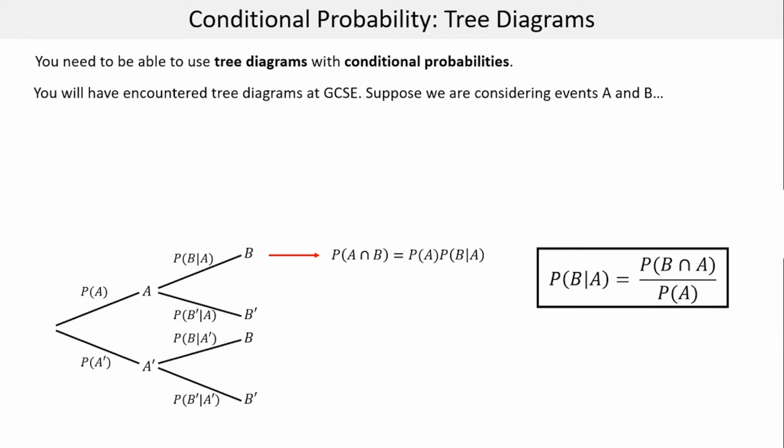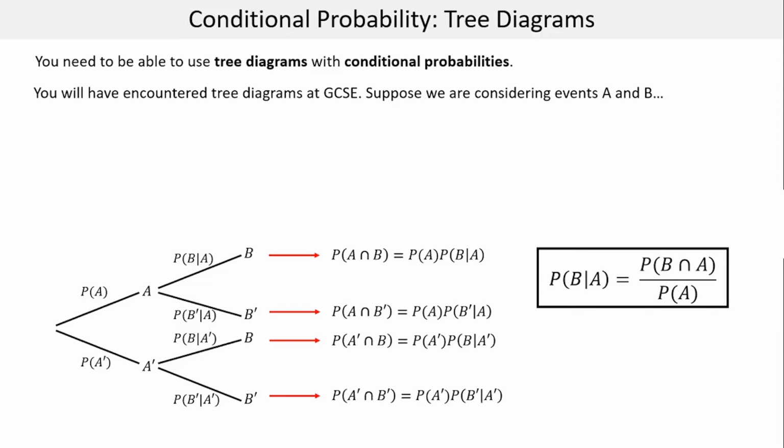As I said, there are other intersections, so let's just see them all. Here we have the probability of A intersection not B, the probability of not A intersection B, and the probability of not A intersection not B. So 4 intersections that we can find from this tree diagram.